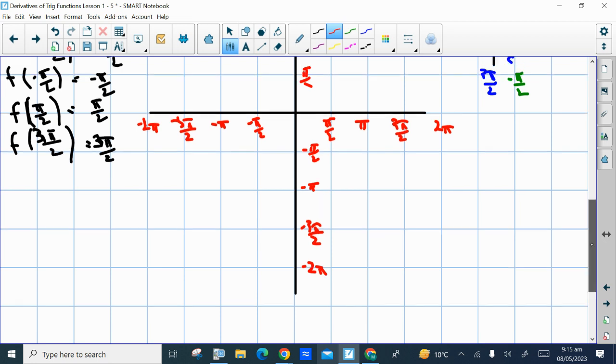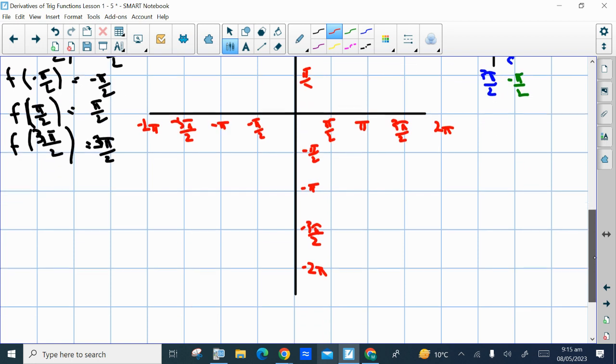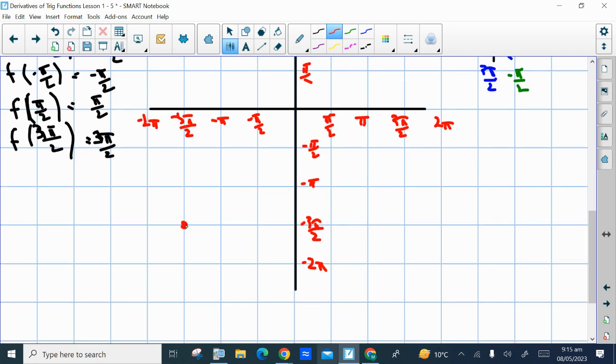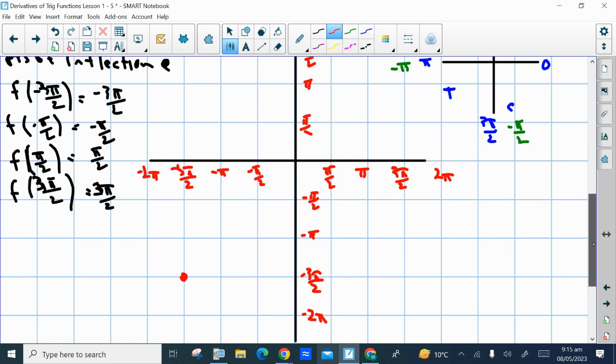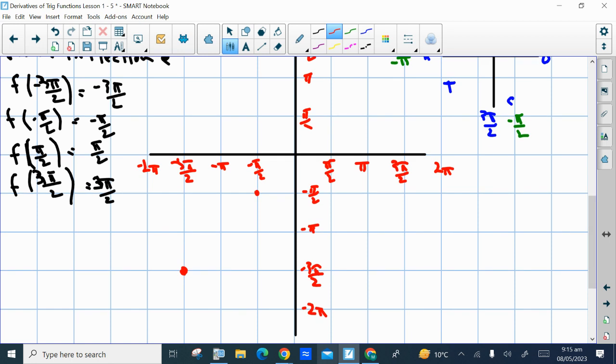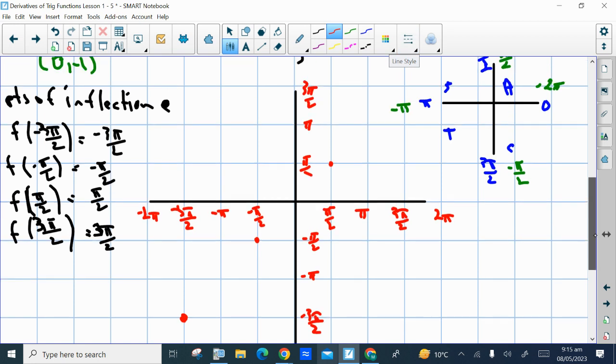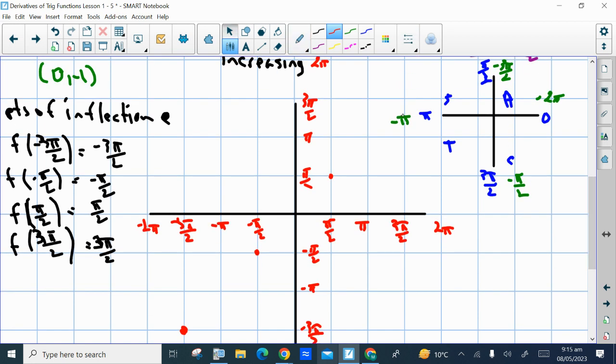So our first point of inflection is negative 3 pi on 2, negative 3 pi on 2, that's there. The next one is at negative pi on 2, comma, negative pi on 2. The next one is at pi on 2, comma, pi on 2. And then at 3 pi on 2, comma, 3 pi on 2. So that's that point right there.